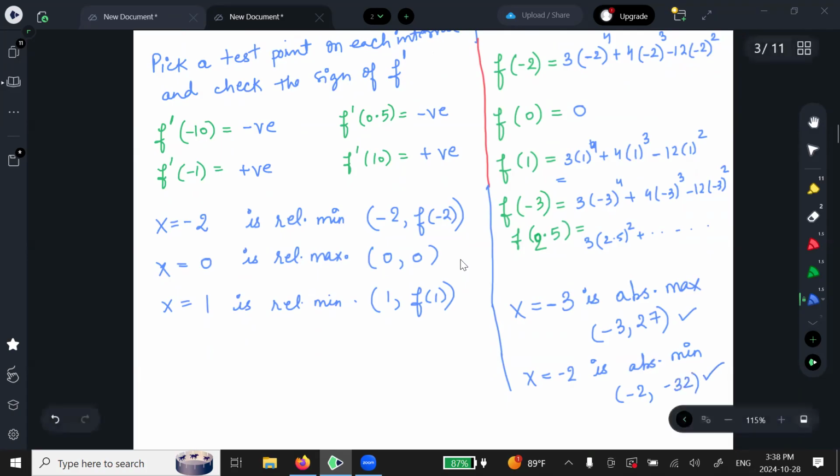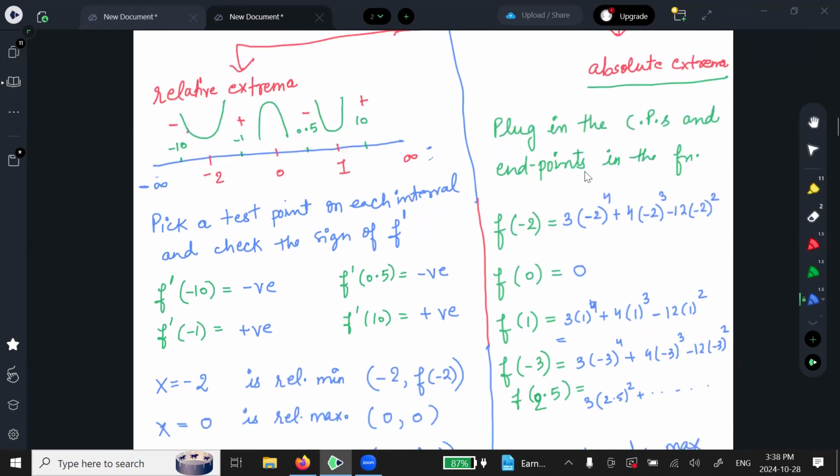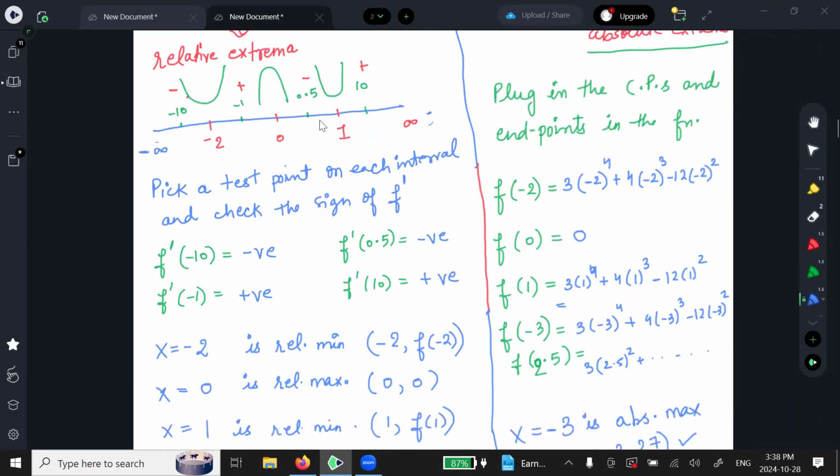So there you go. So just remember the 2 steps. For absolute extrema, you find your critical points and your endpoints given in the question, plug it in. That's it. For relative extrema, that requires more work. Then you have to divide your number line, plug in your critical points, check the happy sad face. But don't confuse these two. Okay, they're 2 different things.